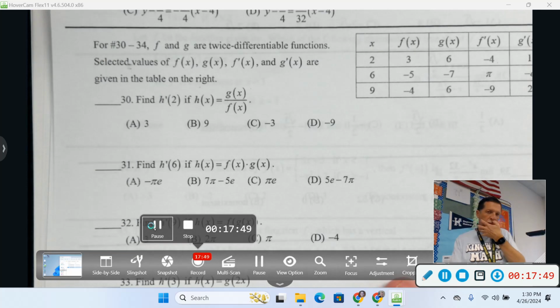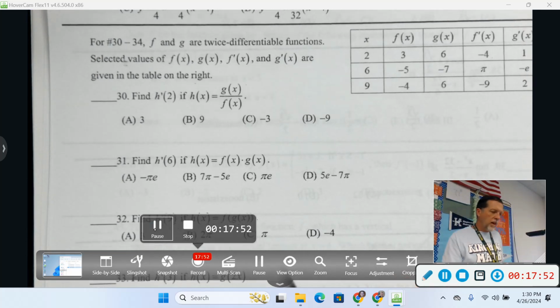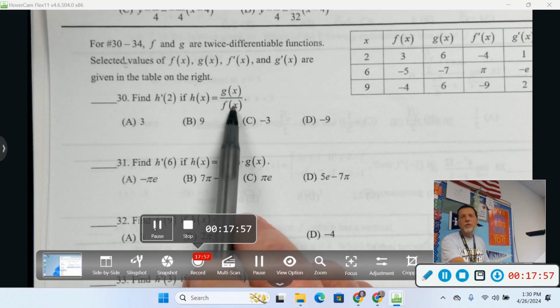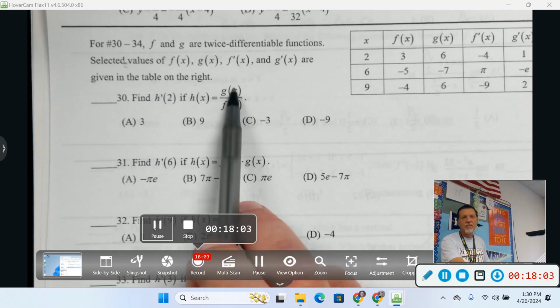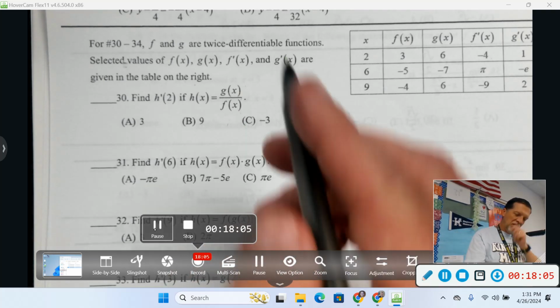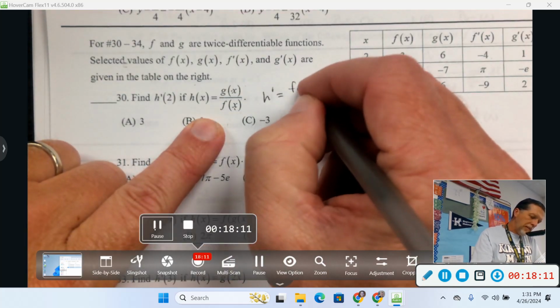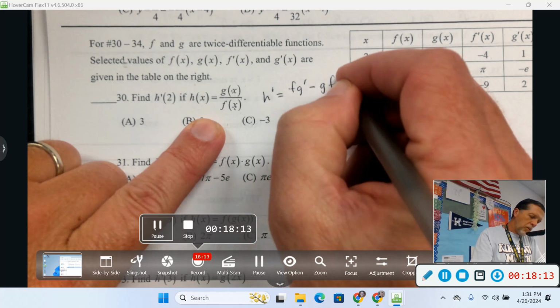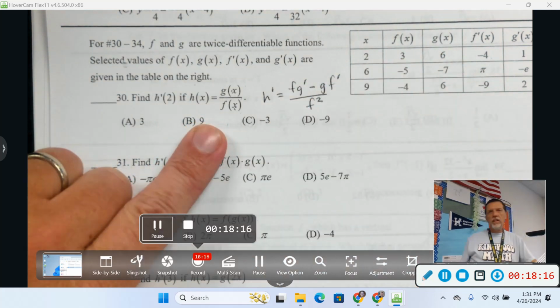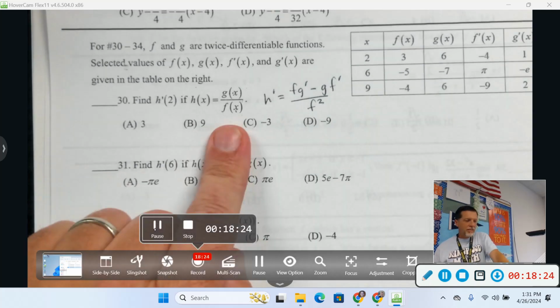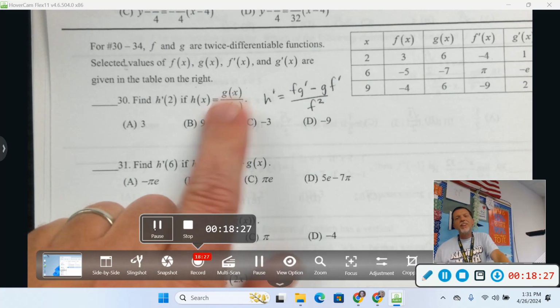Number 30, another quotient rule problem. This one, though, we're intentionally messing with you, because if all you do is rotely memorize gf prime minus fg prime, you're going to miss this one, because we've switched f and g on you. So the derivative is bottom times derivative of the top, fg prime minus gf prime over f squared. That just feels weird to say and weird to write, because that's not how we memorize the quotient rule. But because f and g are backwards in this formulation, they're backwards in our formula.